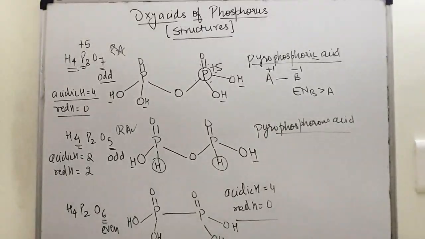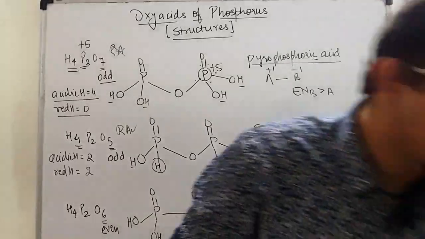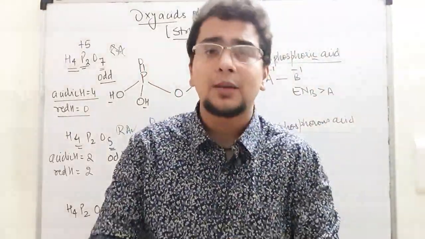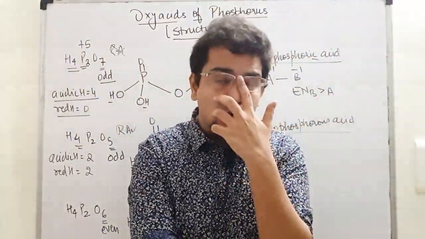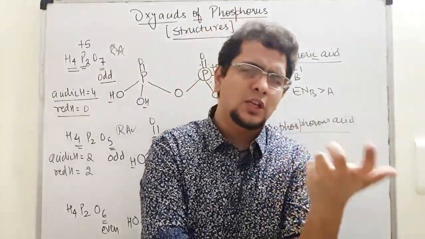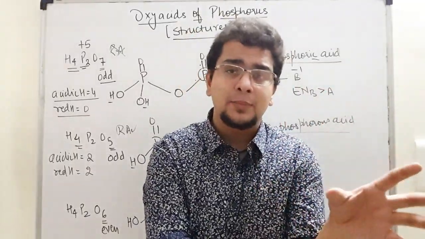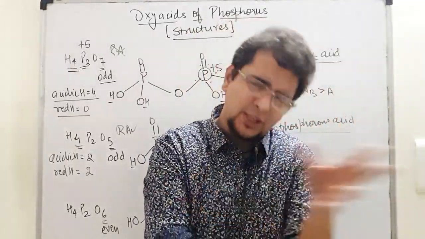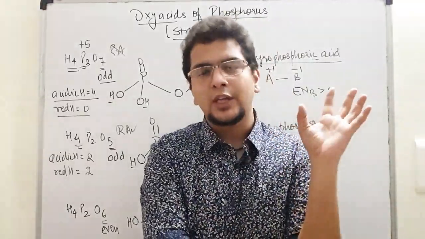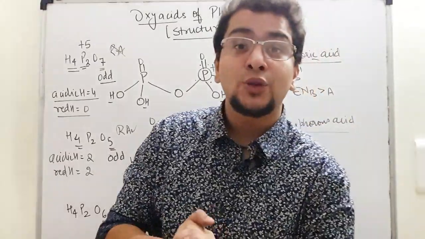So these are the structures of oxyacids of phosphorus. Questions on acidic hydrogens will come, reducing hydrogens will come. They can also ask you what is the reason for the reducing nature of H3PO2, H3PO3. Very important question, it has come 2 times in the NEET examination, 1 time in JEE Main also very recently. So make sure that you read this topic very well. That is all from my side today. Thank you and have a nice day.